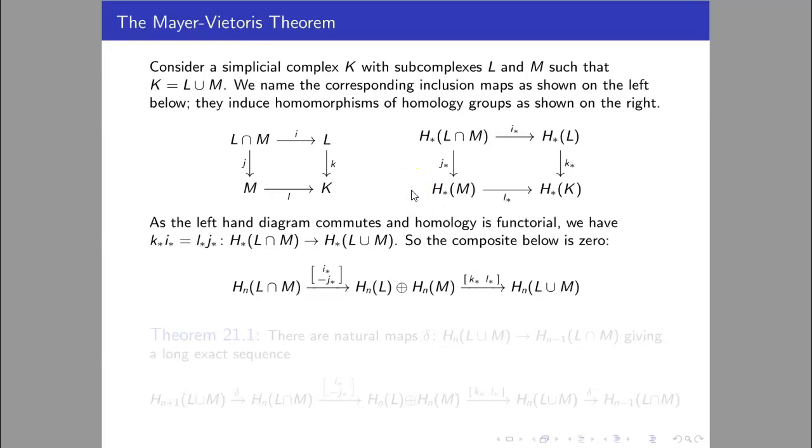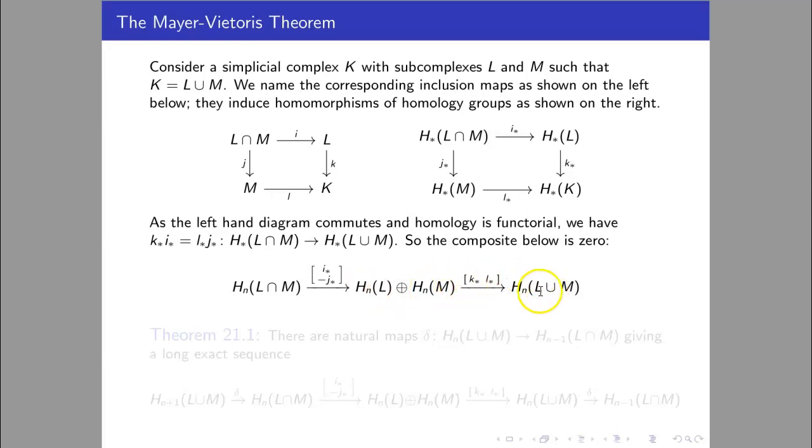And so now we want to assemble these maps in a slightly different way. We're going to have the homology of L intersect M here, and then here the direct sum of the two homologies of L and M, and here the homology of the union. And we're going to have a map here that I've written in matrix form, i star and minus j star. So what this really means is the map that sends an element x here to the pair i star x and minus j star x.